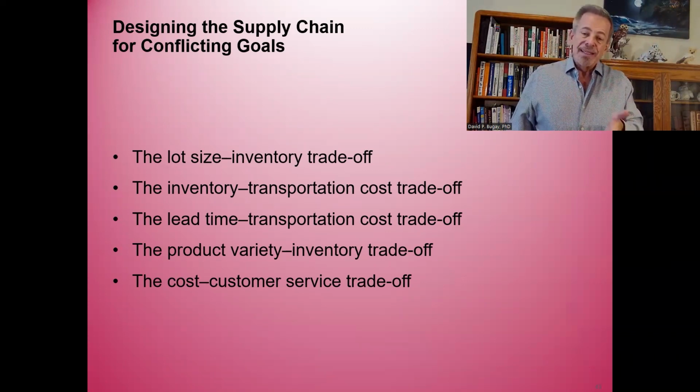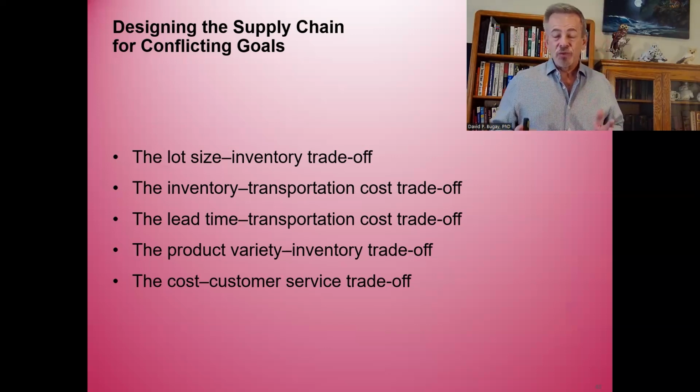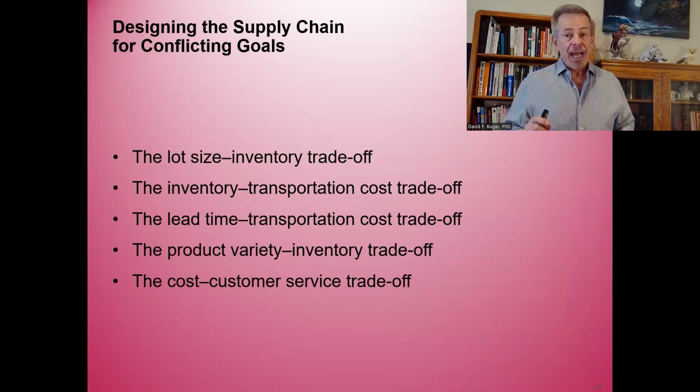The inventory, the transportation cost trade-off, the lead time, you have a transportation cost. You really have the product variety. People want variety, they don't want exactly the same thing. Go check out a retail store. Go down the toothpaste aisle and count the number of brands. Did you know the average store has 27 different brands? I'm not talking 4 or 5 different versions of Colgate or Crest. I'm talking about 27 different brands of toothpaste.